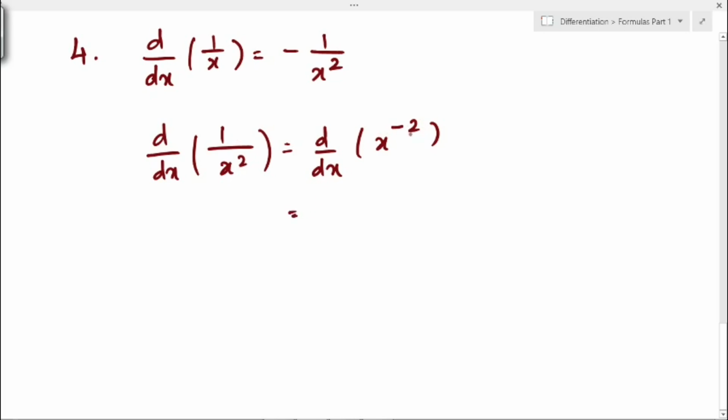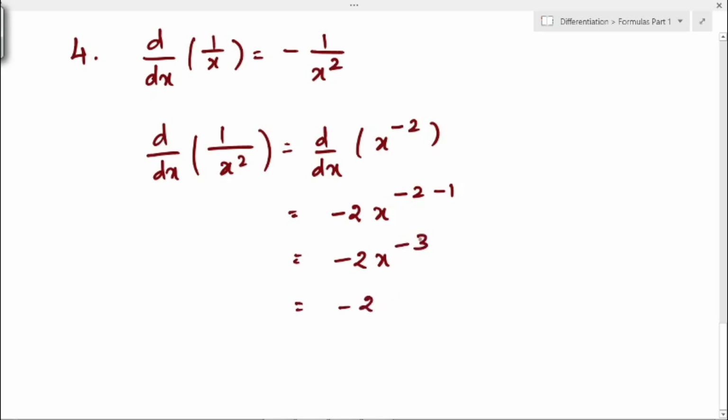Now again this is of the form x to the power n. Now differentiate this. So the formula for x power n is n x power n minus 1. So that is minus 2 into x to the power minus 2 minus 1. Okay. So this is minus 2 x to the power minus 2 minus 1, which is nothing but minus 3. So we have minus 2.